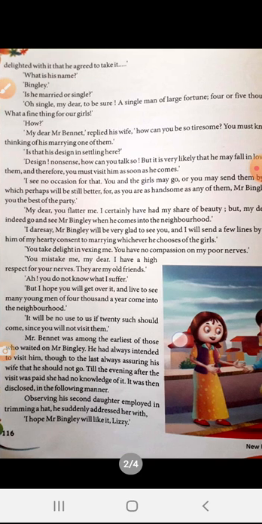"Is that his design in settling here?" Mr. Bennet said, do you think he is going to stay here? Is he going to settle down here? Design means plan. What do you know about his plan? "Design? Nonsense. How can you talk so?" This is replied by Mrs. Bennet. "But it is very likely that he may fall in love with one of them, and therefore you must visit him as soon as he comes."